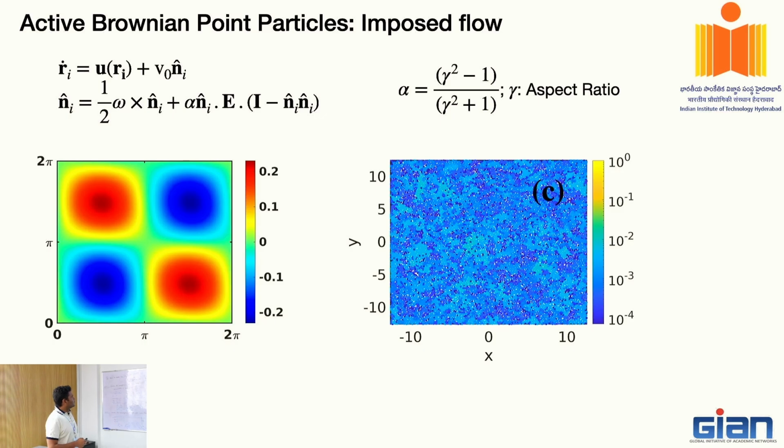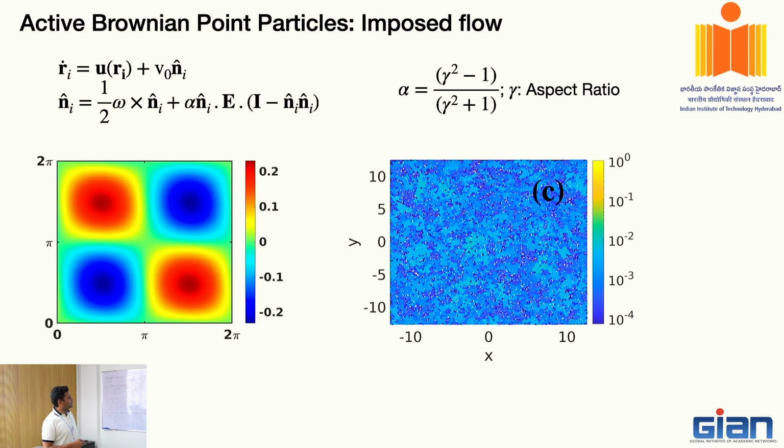Now what happens if you have active Brownian point particles and they are moving in an imposed flow? You will have an equation where the velocity of the particle is nothing but the background flow plus V0 times the preferred direction in which these agents are trying to move. And then if you are a non-spherical particle, you will have a dynamic. So this is your famous Jeffrey equation, where omega is vorticity and alpha is the aspect ratio, which tells you how far you are from the isotropic state. Alpha is a parameter that comes from gamma.